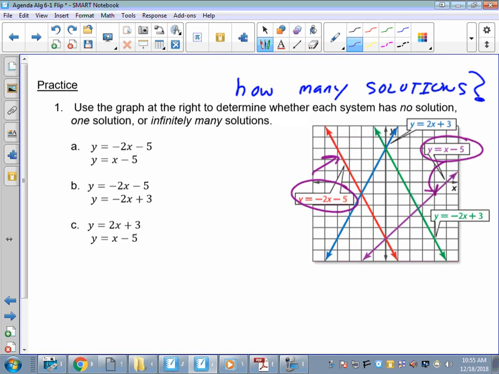So when we look at these, where do they cross? Do they cross? And if they do, where is it? Well, it looks like if we follow this line down here, and then we draw this line here, it looks like they're going to cross right up here. So this is our solution point right here. So it crosses. So this one would have one solution. One solution.